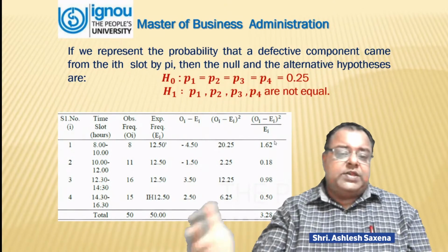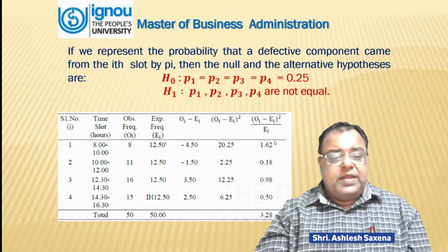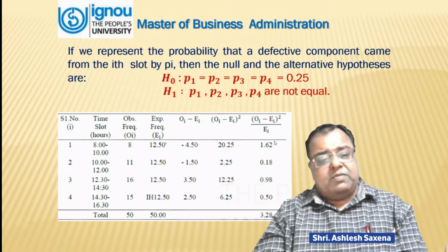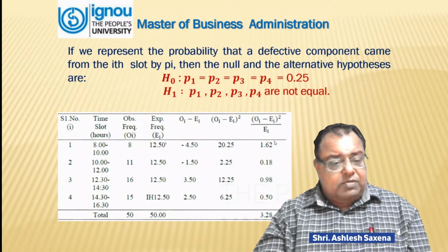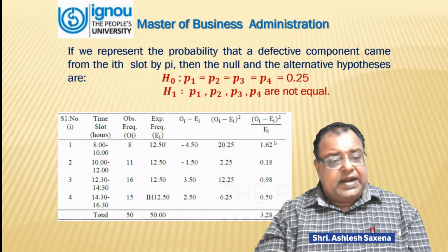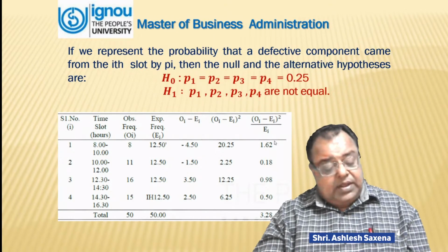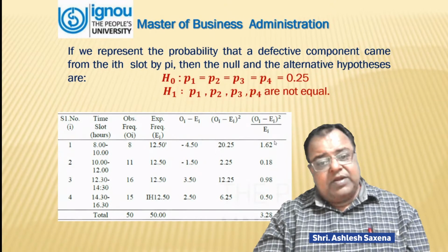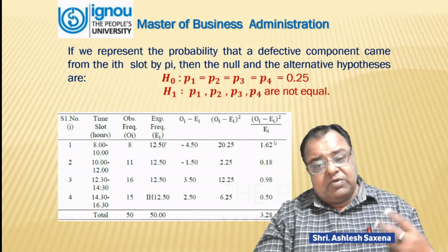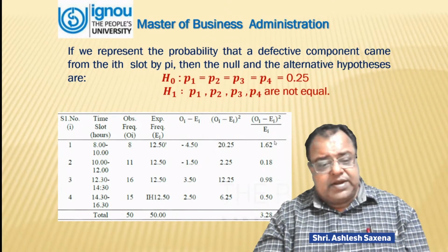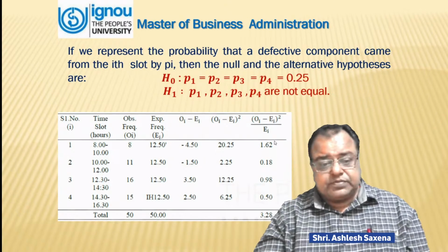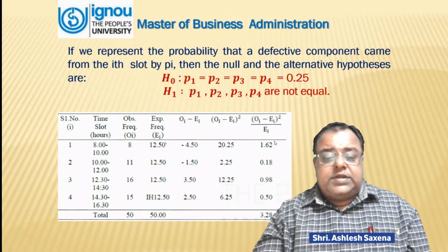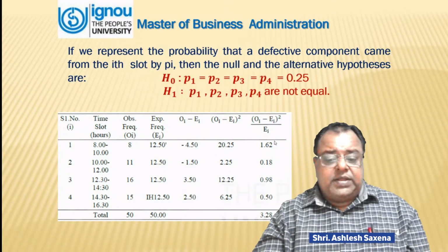Now, we will be shifting the given problem into a chi-square formulation table. Observed frequencies are given, and similarly, expected frequencies are calculated. Oi minus Ei is calculated, (Oi minus Ei) whole square is calculated, and lastly (Oi minus Ei) whole square divided by Ei is calculated. Now we find that G square comes out to be 3.28.